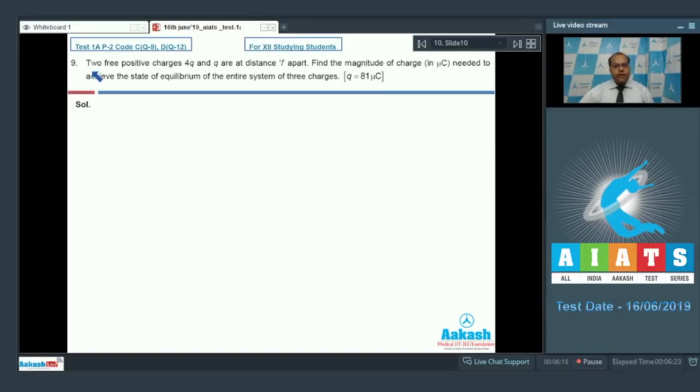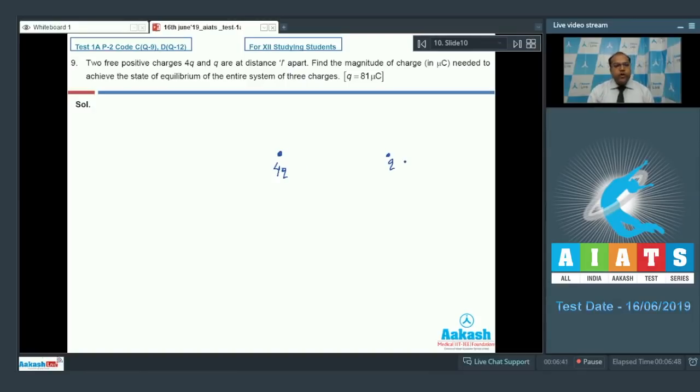In question number 9, two free positive charges 4q and q are at a distance L apart. Find the magnitude of charge in microcoulomb needed to achieve the state of equilibrium of the entire system of 3 charges. The value of q is given as 81 microcoulomb. So two free charges are given. Let this be 4q and this be q.